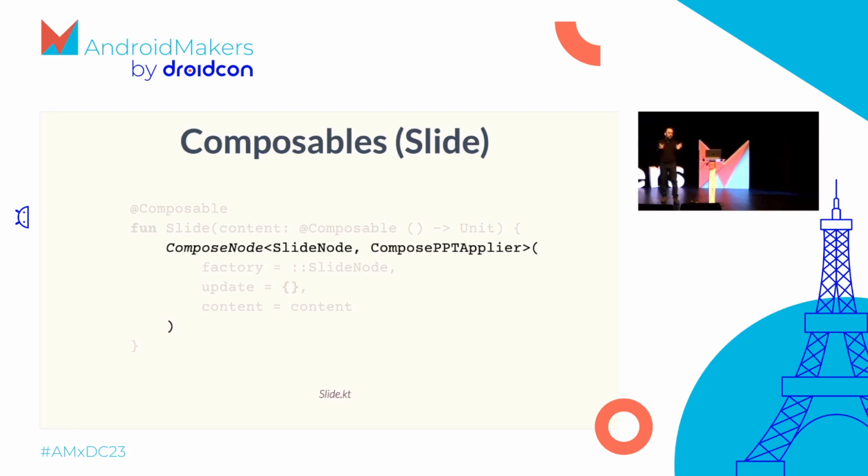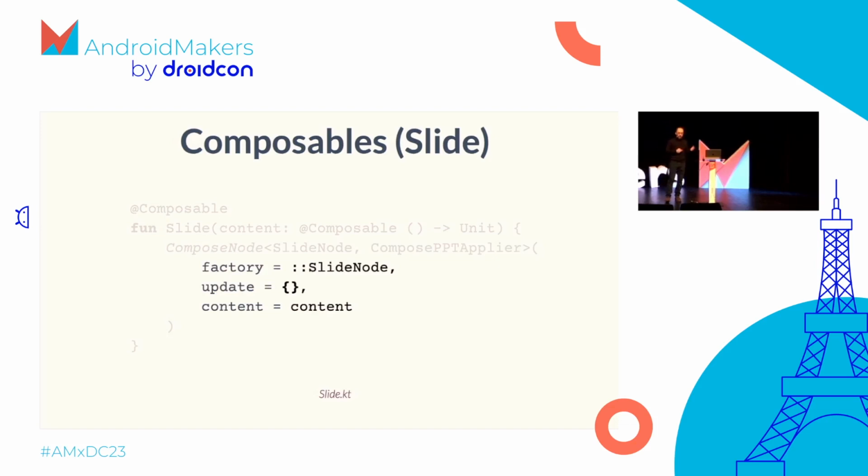And then compose knows that, for this slide composable, it's mapping to that slide node. It knows about what type of node it's emitting and what type of applier it needs to use to update the compose node tree. So everything is kind of dynamic. You can even switch the applier here and give a different applier for different kinds of usages. And then for the factory function, give the slide node. For the update part, there's something called update. Update is the part that is going to be called when this composable is being called again. So if you want to change some data inside your slide node, this is the part where you're going to do it. But for now, we're not doing anything because we're not keeping any data for a slide, right?